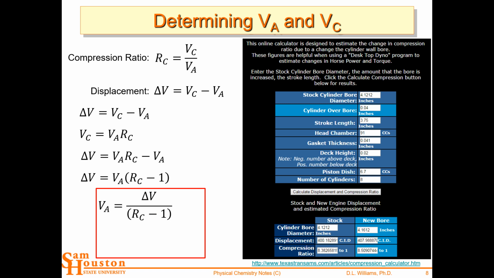And then once you have VA, you can put that into this equation up here and solve for VC. So that's displacement minus displacement over compression ratio minus 1. Those two equations will let you turn a displacement number and a compression ratio into your A and C volumes. And then once you have the temperatures, you can fill out the whole state variables table. And so that's it. Next time we will go through and do all the equations. We'll solve the state variables table and the performance parameters for a Carnot cycle.